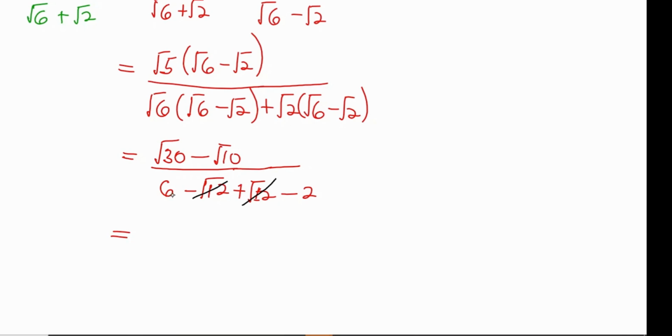So here we can see that there is square root of 30 and minus square root of 10, and what is left is 6 minus 2, which is 4. So at this point we can see that when we rationalize square root of 5 divided by square root of 6 plus square root of 2, our final answer is square root of 30 minus square root of 10, all divided by 4, and that is rationalization of surds, emphasizing on the denominator. Now let's move to the next example.